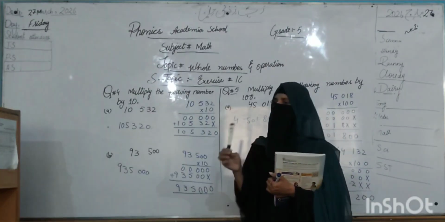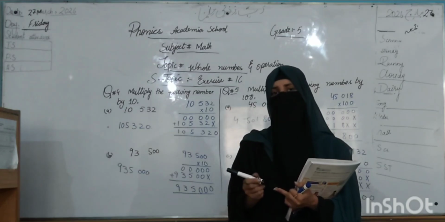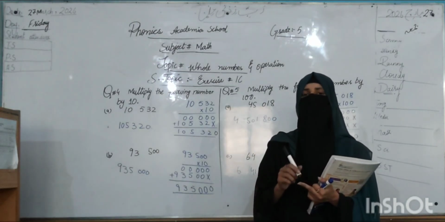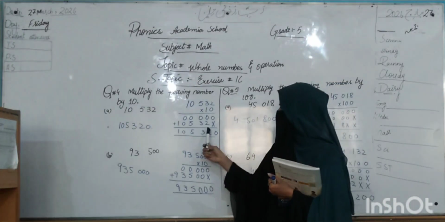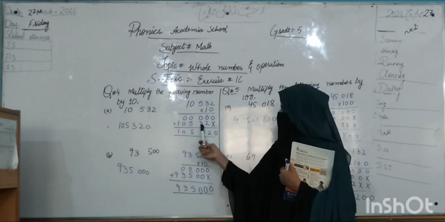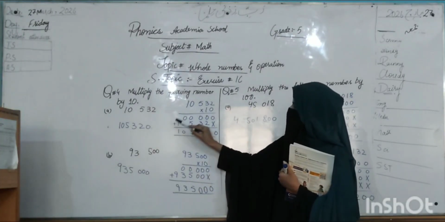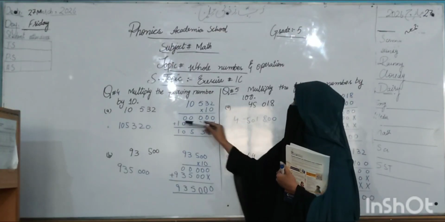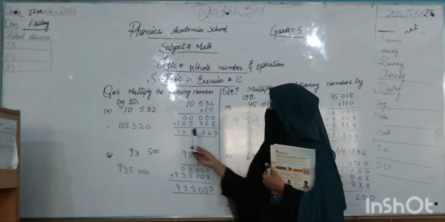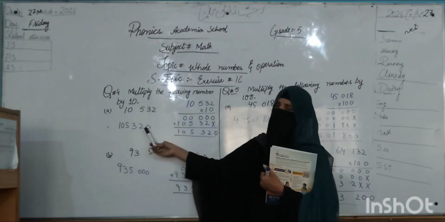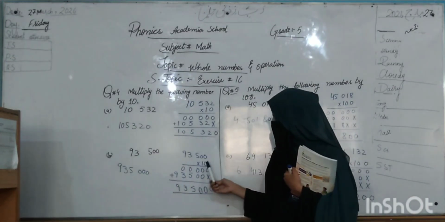So students, you know that when you do multiplication, you always write your values below the values, not in a row, because if it does not match, the answer will be wrong. When you write the next multiplication, remember to write your values below and leave an extra place on your left side. First we multiply this number, then we add the values: 0, 2, 3, 5, 0, 1. So the value is 105,320. Next question: 93,500 multiplied by 10.